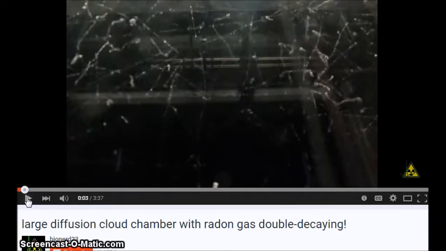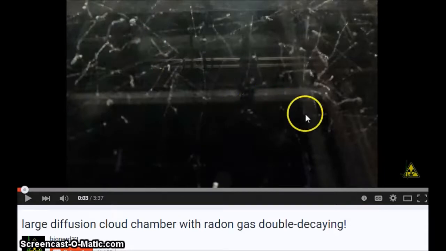They basically are an aquarium within which we create a very strong supersaturated atmosphere made of alcohol vapor. And when a radioactive particle flies through this, it makes a track like an airplane in the sky because it causes condensation of molecules in that cloud.